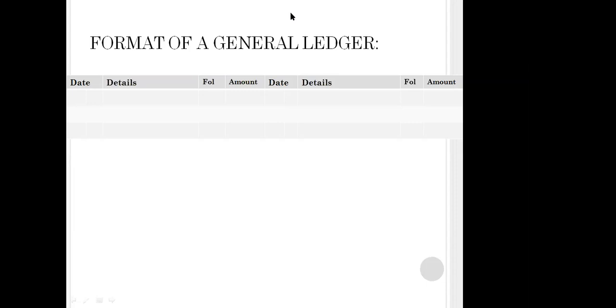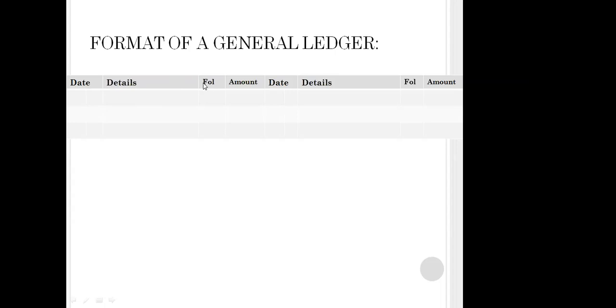But let's just work through what the headings are going to be. Right, you will see there first, it's basically two columns that will go towards your date. So you're going to write the date of your transaction in there. I will show you on the next slide. It's important that you write it in the correct way. Then the next column is your details column. So for instance, you're going to write the name of an account there.